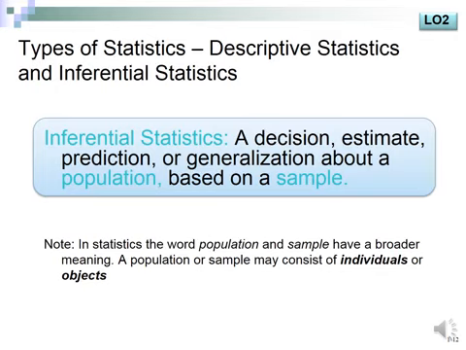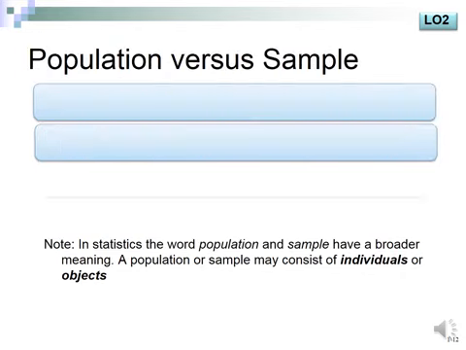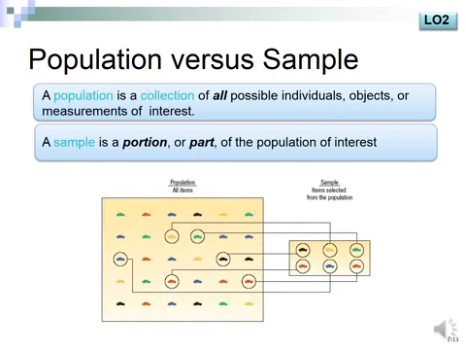So everyone enrolled in our statistics class, that would be everyone taking Business 216 this trimester, would be the population. But if I only took a certain part of that group, maybe everybody sitting on the front row, that would be a part of the population. We would call that a sample. So basically in inferential statistics, we take our information that we get from a sample and we try to make an inference about the population. A population is a collection of all possible individuals, objects, or measurements of interest, and a sample is a portion or part of the population of interest.